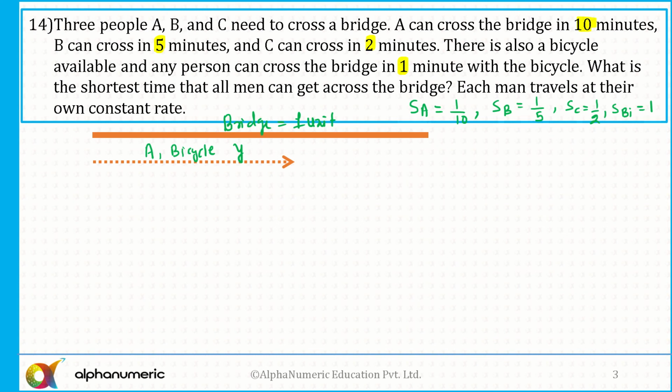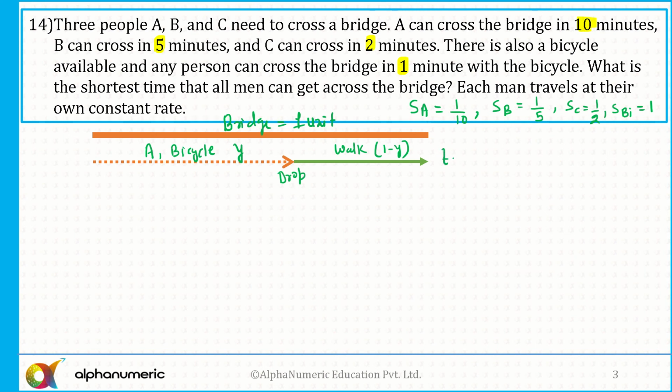Once A reaches here, A will drop the bicycle at this point, and then he will travel the remaining distance. That is the green line. So A will travel the remaining distance by walking. And what is this remaining distance? That is equal to 1 minus Y. So this is the direction for A, and A will reach here.